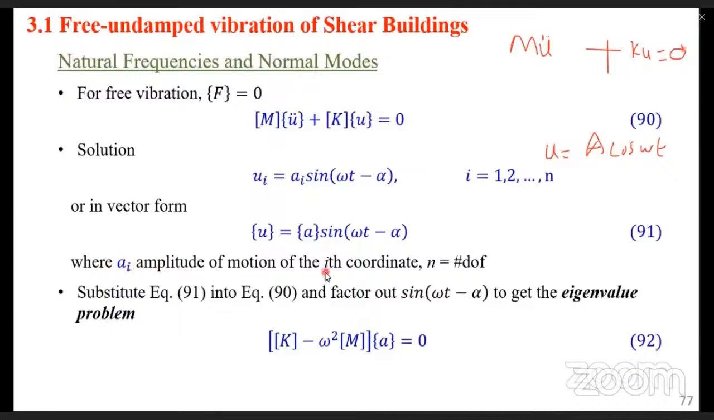Here, A_i is the amplitude of motion of the ith coordinate, and note that there are a number of degrees of freedom. When you get the solution, which is equation 91, you substitute it into your problem, because you want to obtain what these constants are. Then you factor out sine omega t to get the eigenvalue problem.